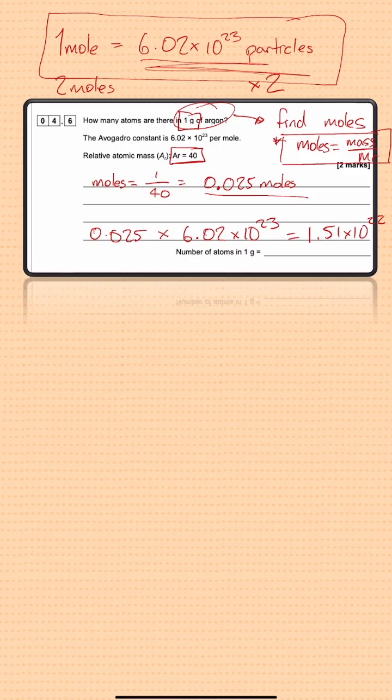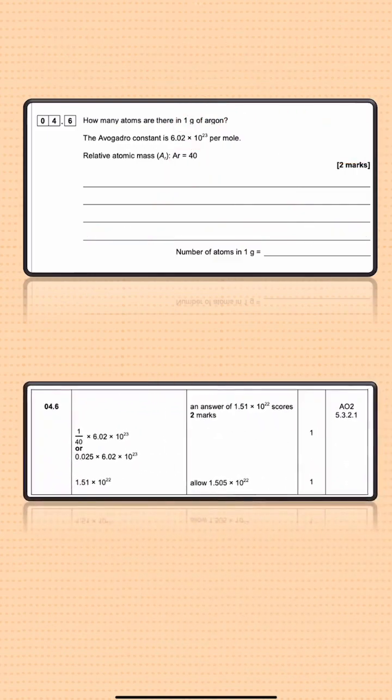All right, let me explain that question again because I think it's a bit of a confusing question. Let's look at the mark scheme. We get 2 marks. First thing is to get the 1 over 40. How do we get 1 over 40? We use the equation moles is equal to mass over Mr. The mass was 1 gram, Mr was 40. We do 1 over 40, which gives you 0.025.